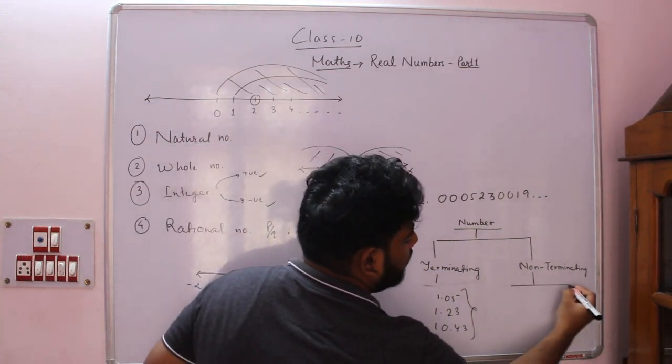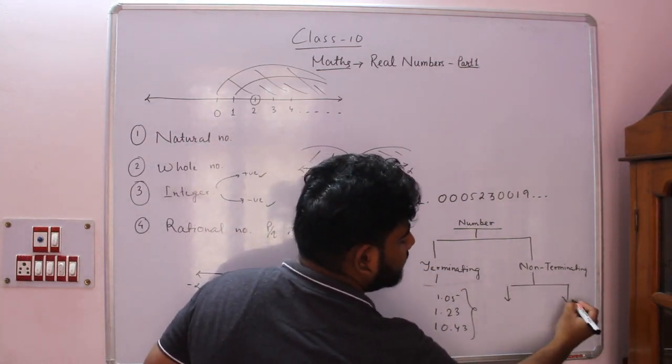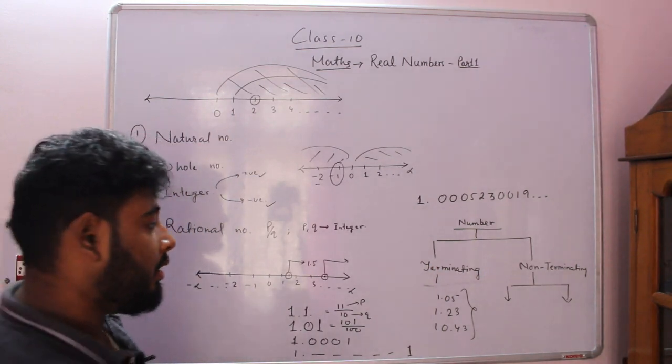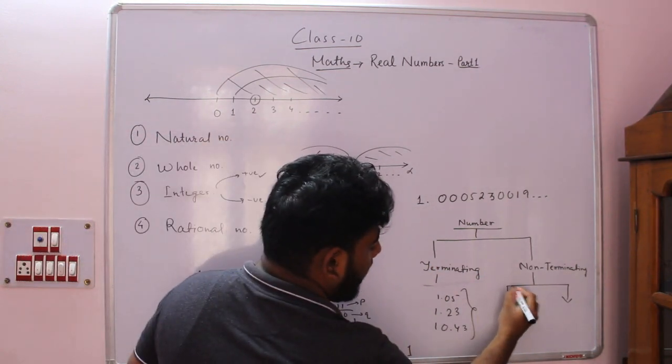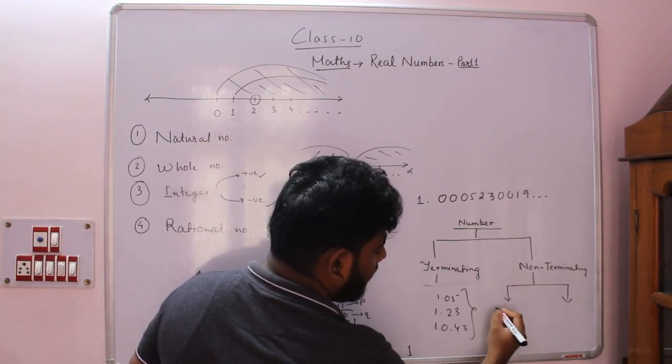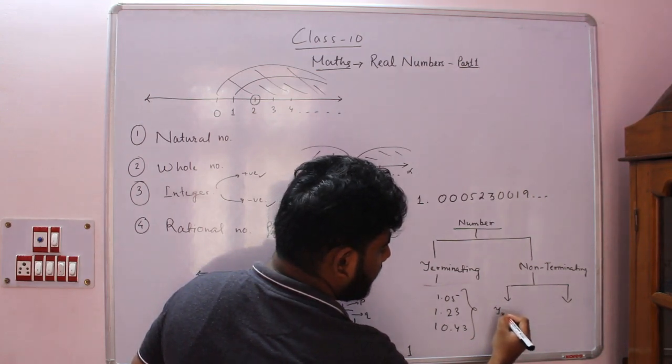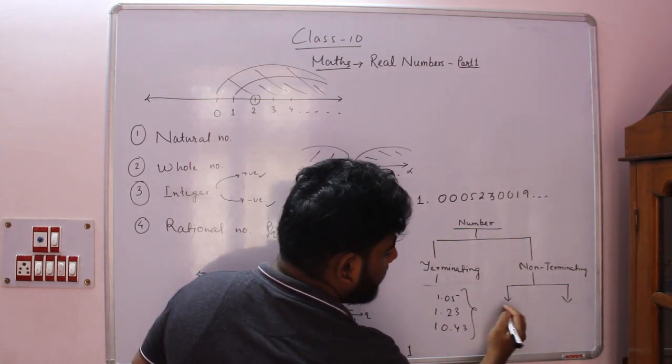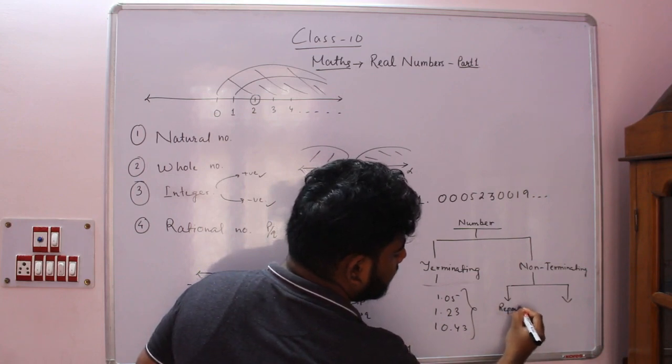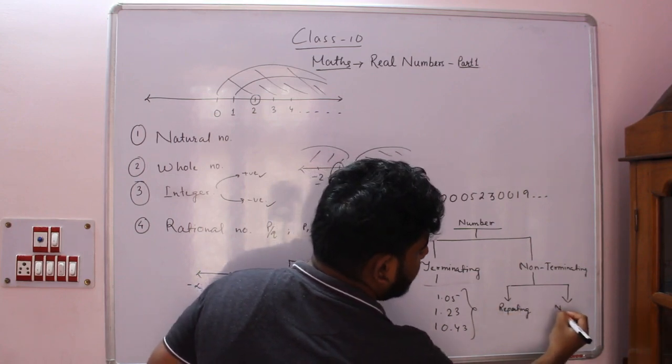There again come two parts. What are the two parts? Can you tell me? Yes, there are two parts: one is repeating and the other is non-repeating.